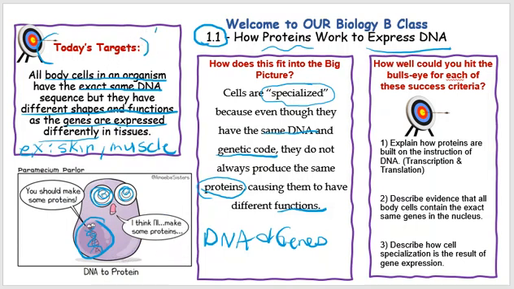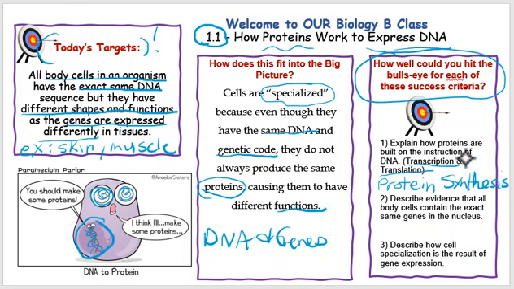So to hit today's target, we've got 3 success criteria. We need to be able to feel comfortable and explain how proteins are built on the instruction of DNA through transcription and translation. Now, the process that we learned about last semester for this is called protein synthesis. If you're new to me this semester, you might have a different name or number for that unit, but it's the one where we discussed how DNA is converted to mRNA, and then the mRNA is translated into amino acids. If you need a refresher of that, please reach out to me early.